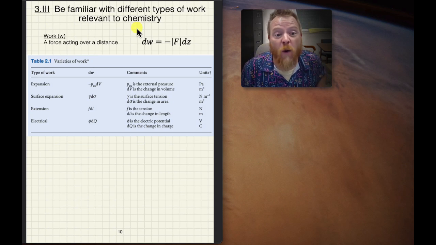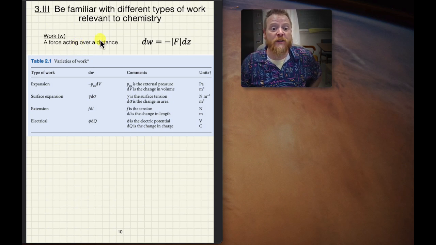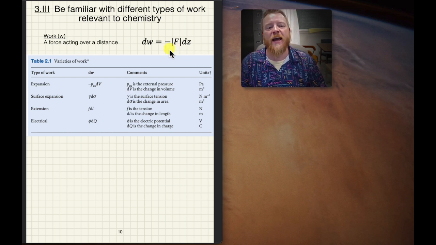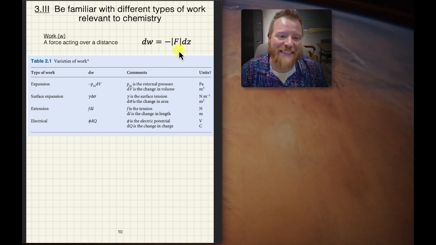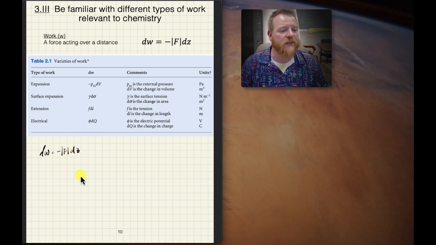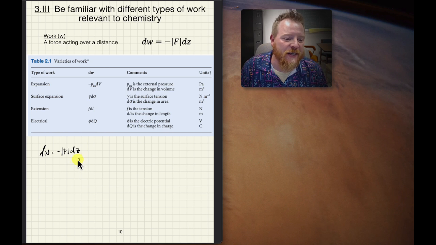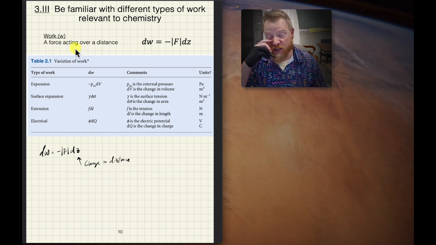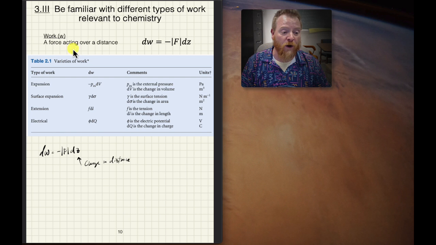So going back to our definition, work acting over a distance, and being a little bit more precise with the way that I'm defining it here, dW equals negative absolute value of F dz. So let's unpack that just a little bit here. I'm going to rewrite that over here where I've got a little bit more room. There's a couple things to note here. dz is my change in distance, right? The distance has to be changing in order for there to be work.